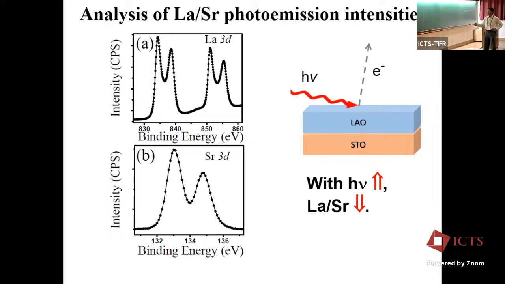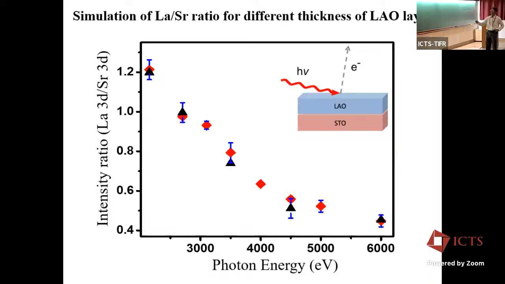You can already anticipate, if I look at the lanthanum to strontium ratio, and I'm increasing the photon energy, it allows me to look more and more inside, which means more and more strontium I'll begin to see. As I increase photon energy, the lanthanum by strontium ratio must go down if I have this kind of a heterostructure. And that is exactly what happens. There is a lanthanum by strontium intensity ratio as a function of photon energy. It systematically decreases. So we know that you have a heterostructure. We didn't need this technique to tell us that you have a heterostructure.